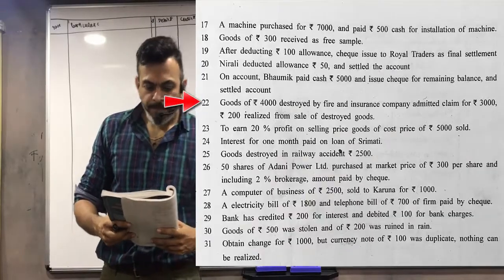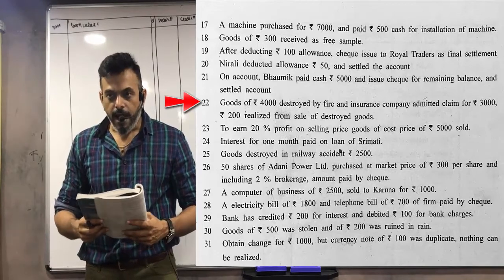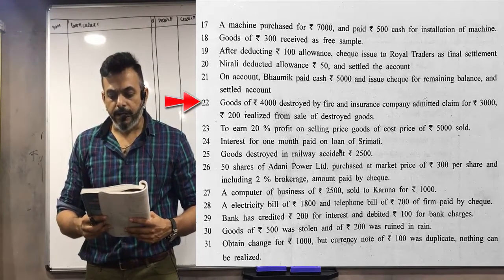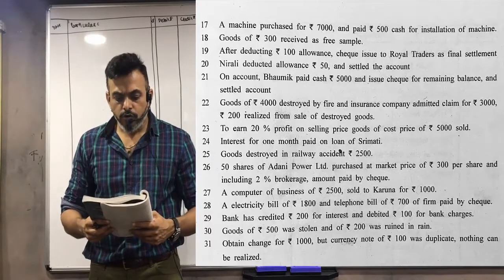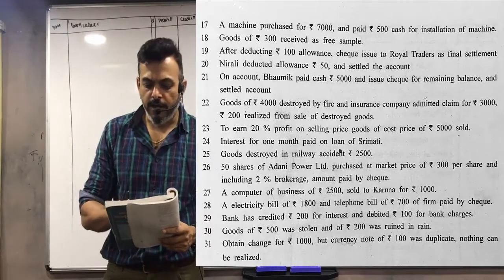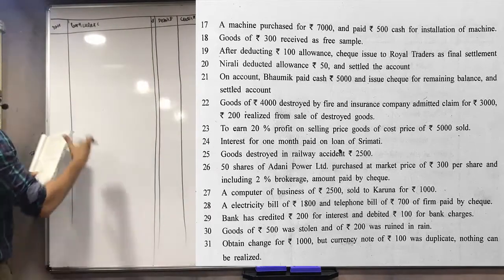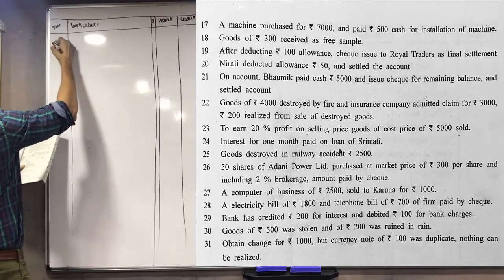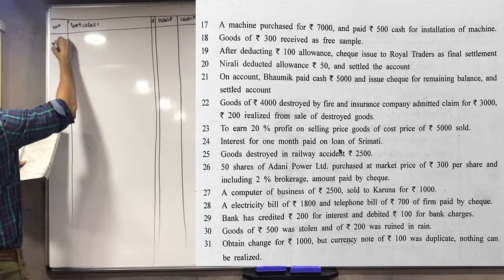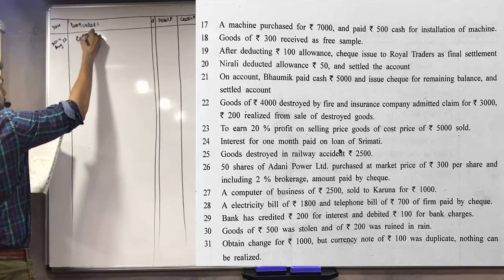Second. Now, goods of 4,000 destroyed by fire and insurance company admitted claim for 3,000. 200 realized from sale of destroyed goods. So सबसे पहले what comes in? What comes in? Cash comes in. Okay, August 22nd. Cash account debit.